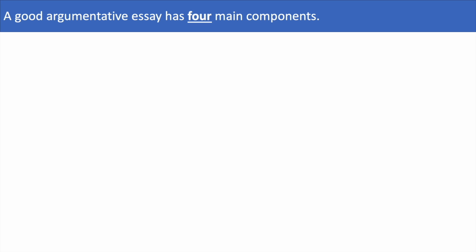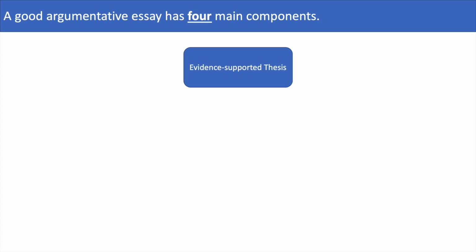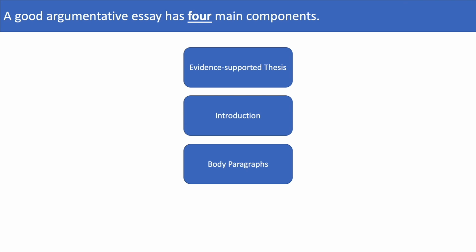First of all, a good argumentative essay has four main components: a strong evidence-supported thesis statement, an introduction introducing your thesis statement, body paragraphs created from your evidence, and finally, a conclusion that restates your thesis considering the evidence presented. These four main components will also make up the four main steps of this tutorial.